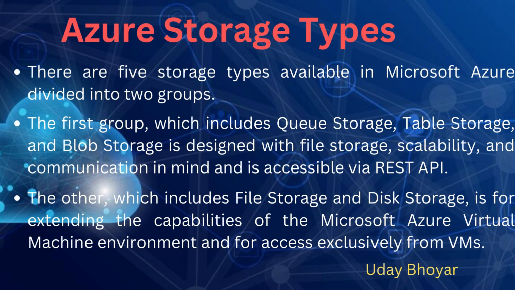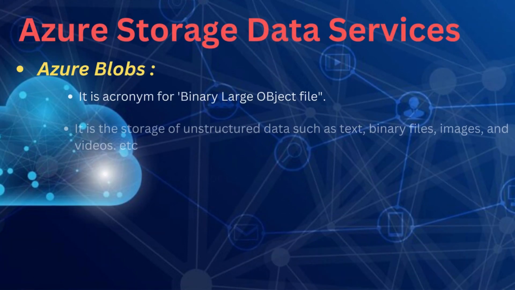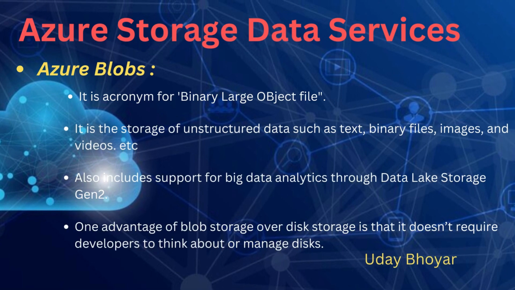The first group that we discussed, which includes queue storage, table storage, and blob storage, is designed with storage, scalability, and communication in mind and is accessible via REST API. The other, which includes the file storage and disk storage, is for extending the capabilities of the Microsoft Azure virtual machines and for accessing exclusively from virtual machines. Let's try to understand each of the data services one by one.